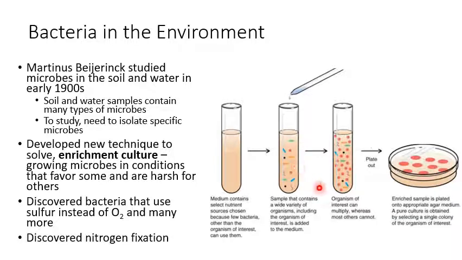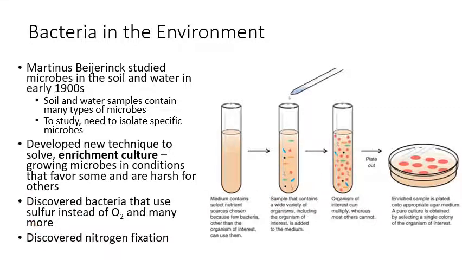So as time passes, those red guys have everything they need. They start dividing a lot. They fill up the media. And the other guys who don't have all the things they need, they're lucky if they can even just keep living. They can't really divide to make more of themselves. Then if you plate this, you're going to get colonies of just the red guy. So this is a way of isolating this one species from this complex sample with lots of species in it.